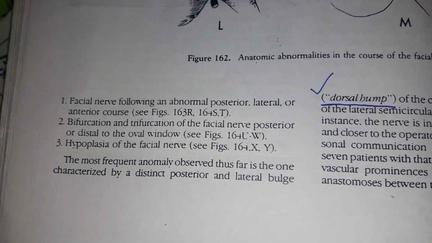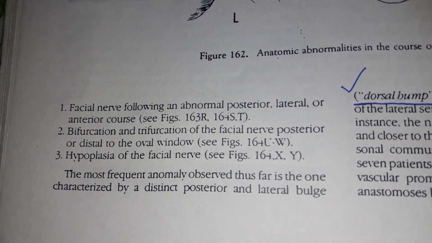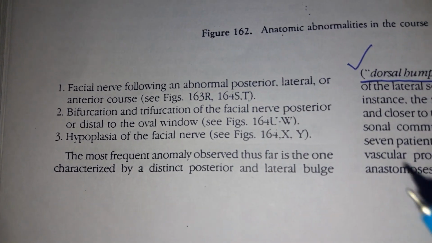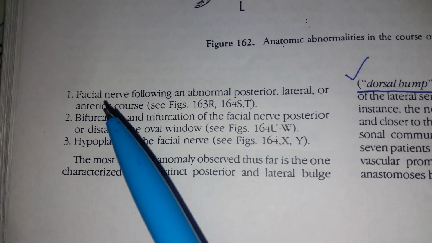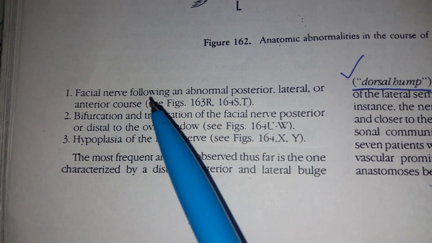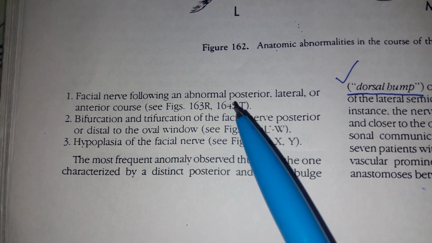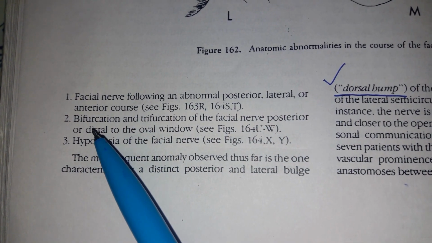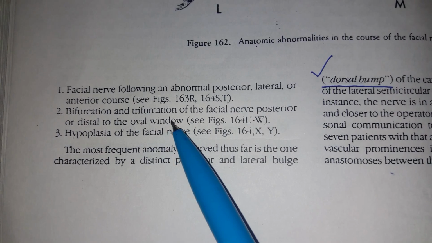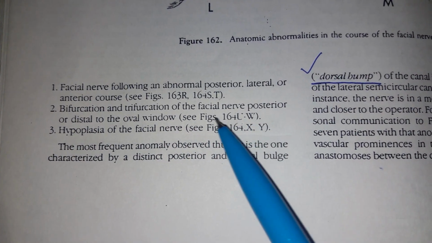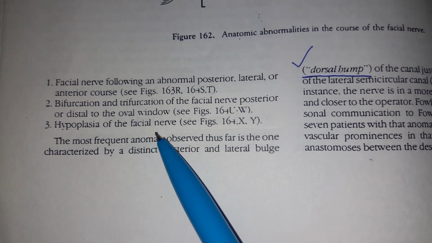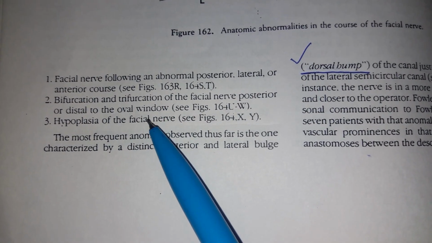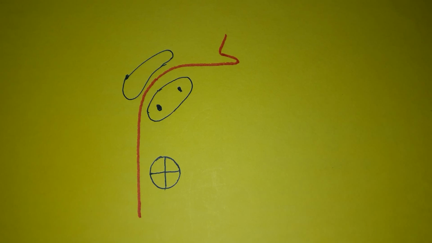Okay, now I will explain the facial nerve variations in the vertical part of the facial nerve. Mainly three variations are there, three categories. One is facial nerve following an abnormal posterior, lateral or anterior course. That is the first one. The second one is bifurcation or trifurcation of the facial nerve. And the third one is the hypoplasia of the facial nerve. Three categories. Now I will explain everything in this line diagram.